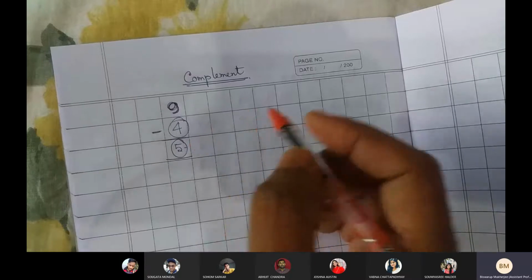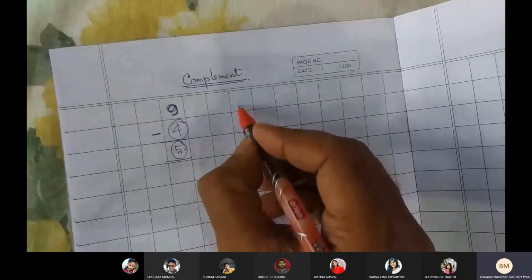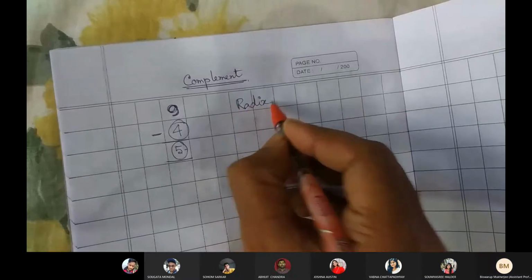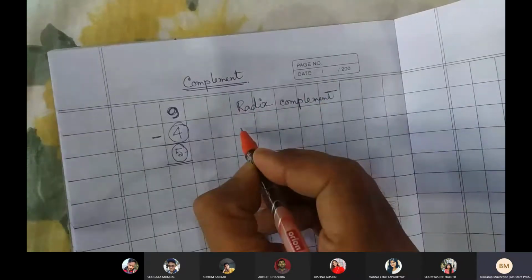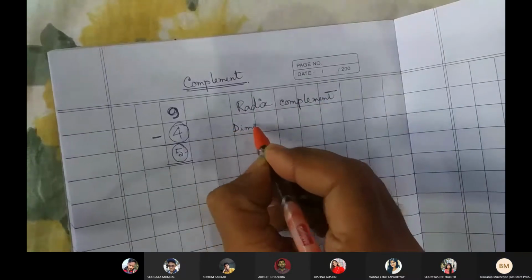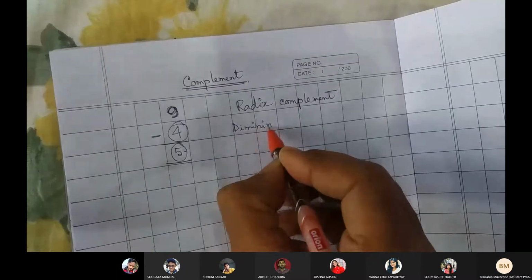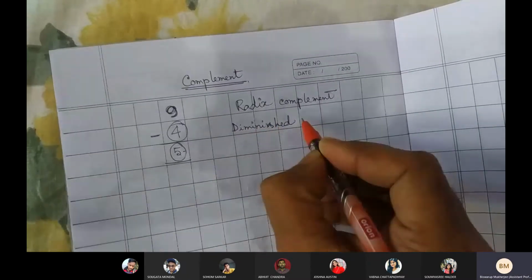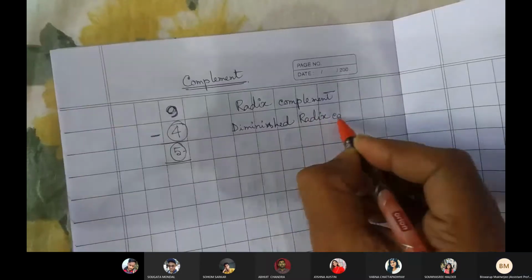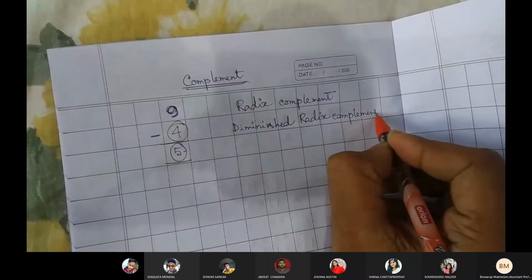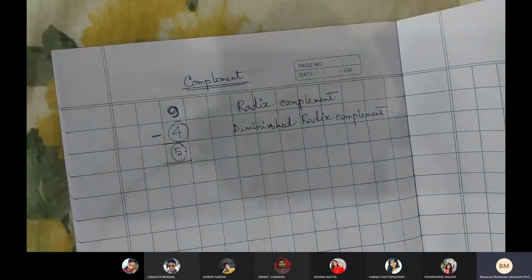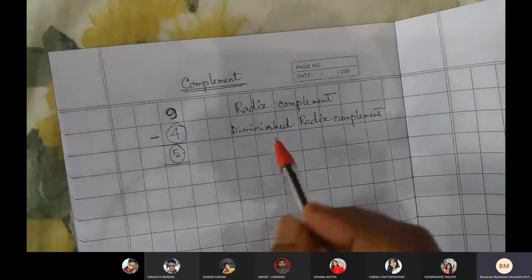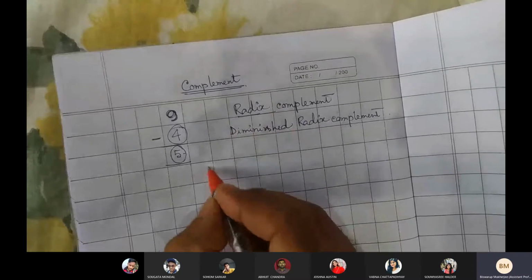Now there are two types of complements. One is called radix complement. Another is called diminished radix complement. What is that? So let me start first with radix complement. Radix means base, right? Sorry. So starting with radix complement.